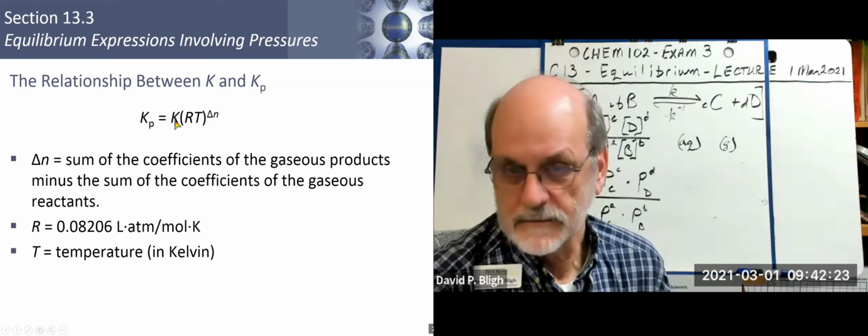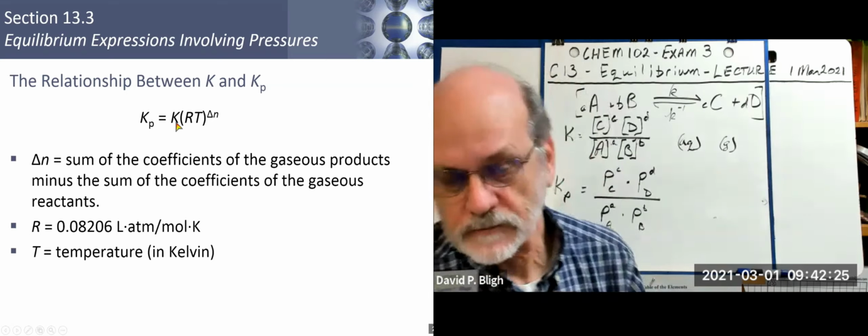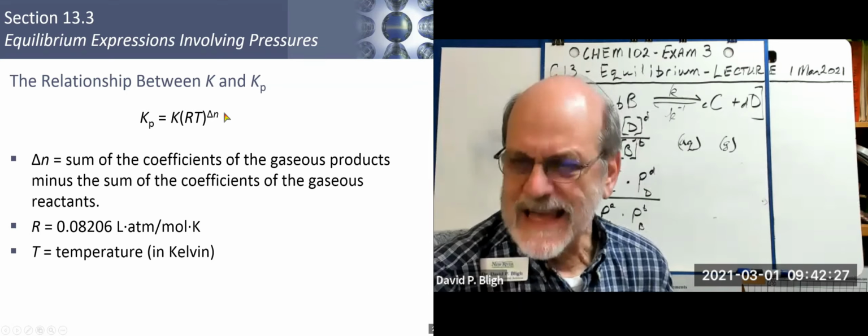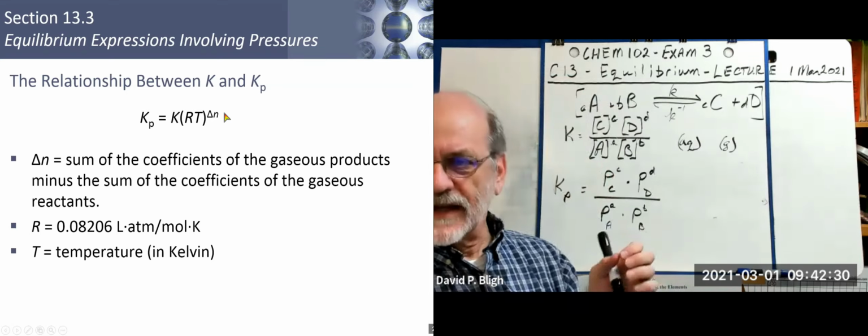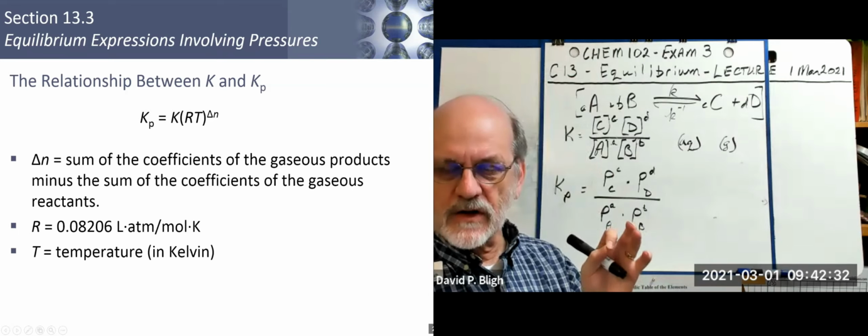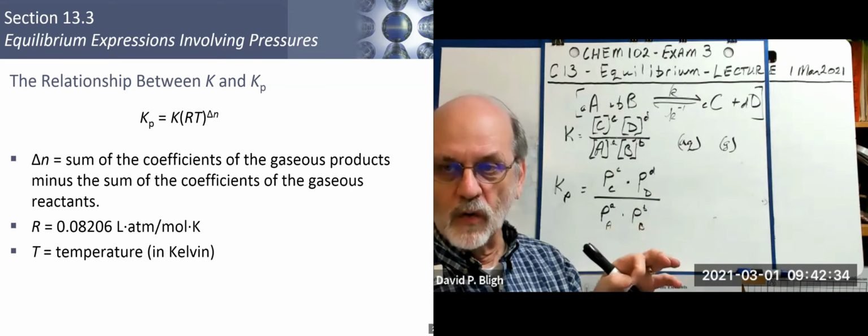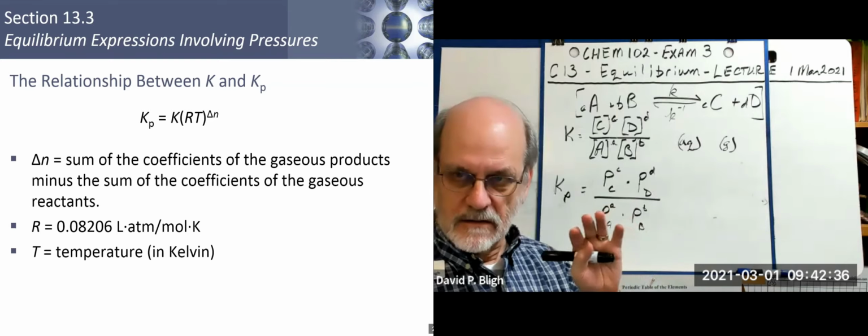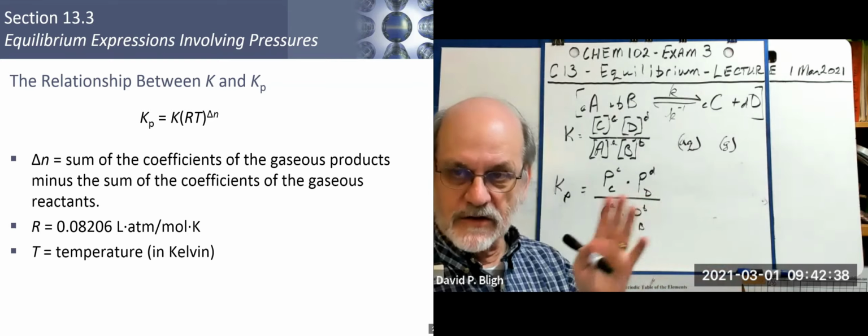Oh, that's in K. K cancels that one out. Okay, now what does delta N mean? Delta N is an expression of the change in the number of moles of gases from the reactant side to the product side.